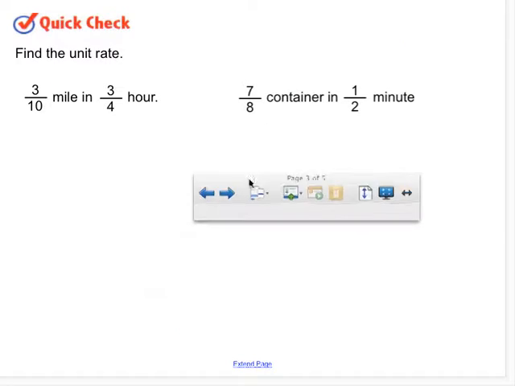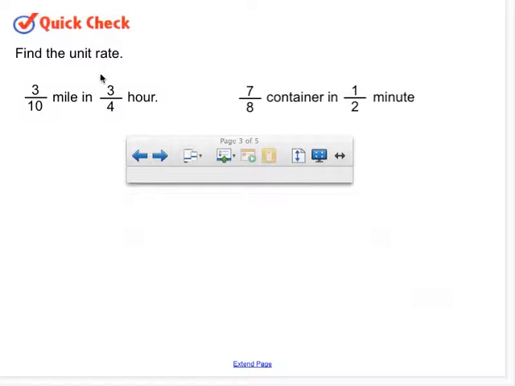Now I need you to find the unit rates for these two examples here. So take some time, find the unit rates.